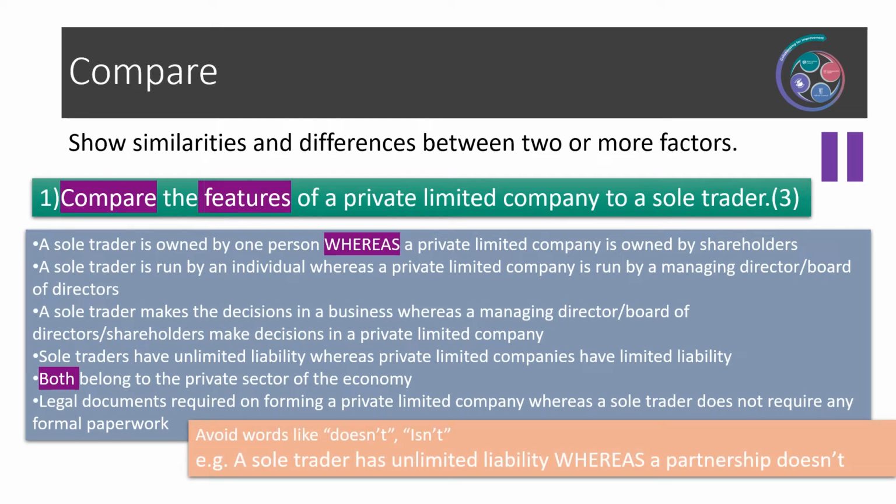Now, top tip here, you really need to avoid words like doesn't, isn't, is not. So for example, what I mean by that is that you say a sole trader has unlimited liability, whereas a partnership doesn't. It's got to be a positive point. So it's got to be a piece of information that you offer there, because otherwise you won't get the mark. That's why compare questions you might want to allocate a little bit longer to. And they tend to be approximately 2 to 3 4-mark questions.